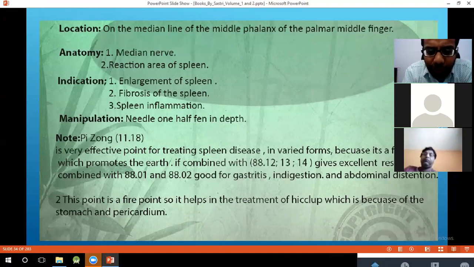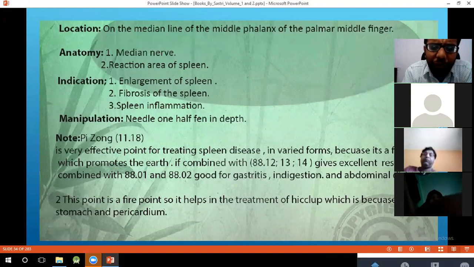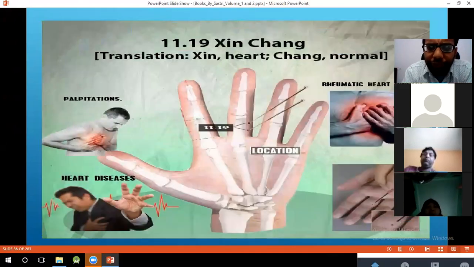This point is a fire point, so it helps in the treatment of hiccups because of the stomach and pericardium. So you will see certain patients who are hiccupping and it does not stop. Use 11.18. It helps in combination with 88.01 and 88.02.